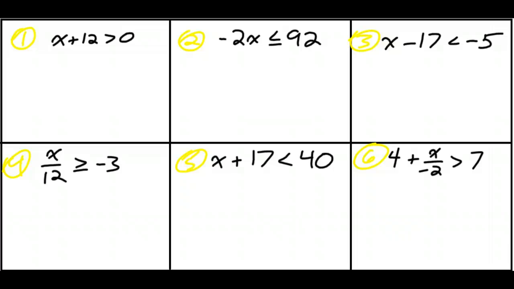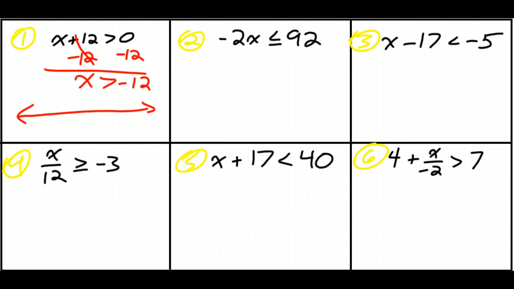X plus 12 is greater than 0. Subtract 12 from each side to leave just x. X is greater than -12. On a number line, -12 is the number that we're most interested in. It is an open circle because it is greater than, and we go to the greater side or through 0 because 0 is greater than -12.